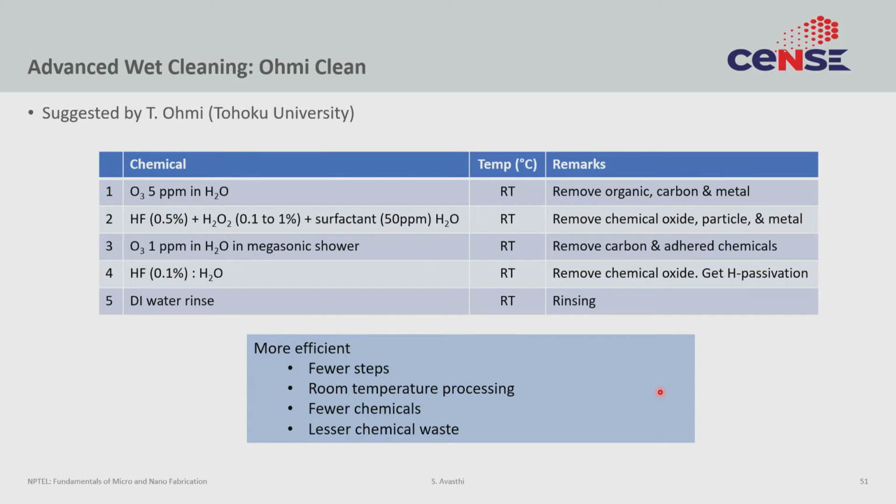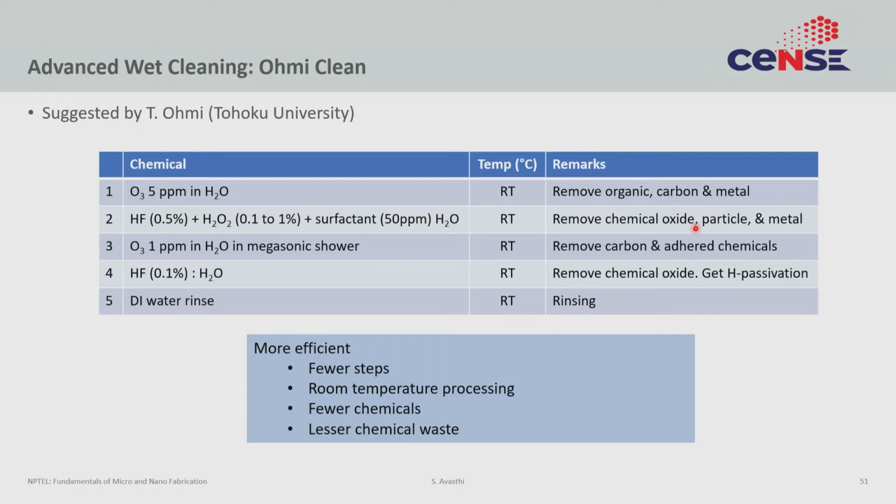So here is an advanced clean that was suggested by Professor Omi from Tohoku University. I would like to discuss it because it highlights some of the trends in what is required in a modern fab. So first thing you notice is that the step is ozone in water. Ozone is a very easy replacement for peroxide in any cleaning, and you notice that he has also gotten rid of sulfuric acid completely. So just the oxidizer to remove organic carbon and metal impurities.